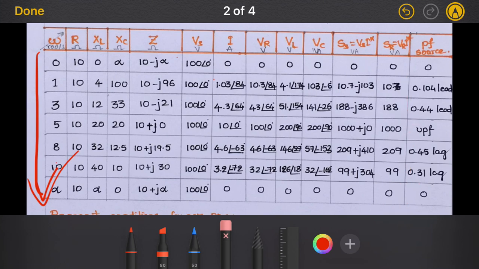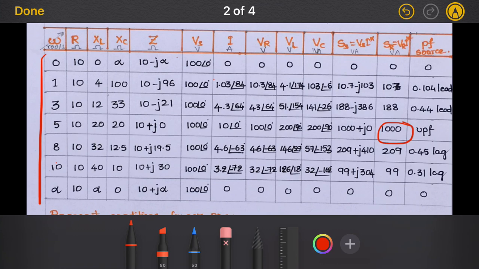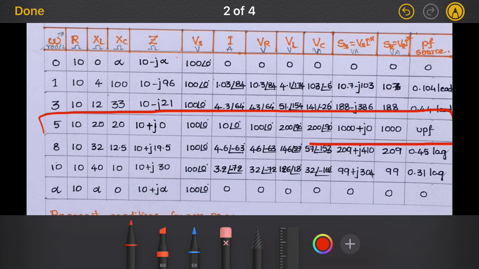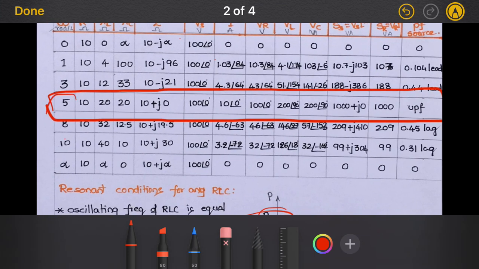In this case, frequency is gradually varying from 0 to infinite. At one particular frequency, you are getting the maximum value of active power which is delivered to the RLC circuit. If you highlight that frequency, this is the frequency. This frequency is nothing but the resonant frequency, and this condition is a resonant condition.